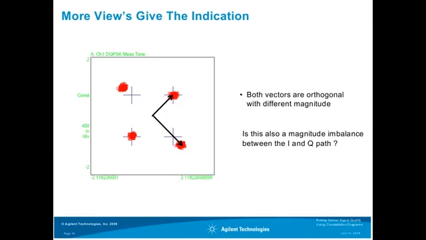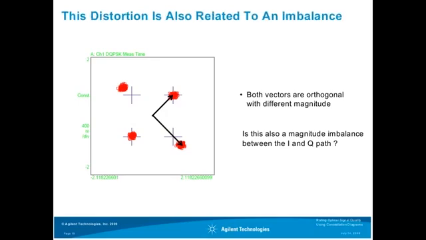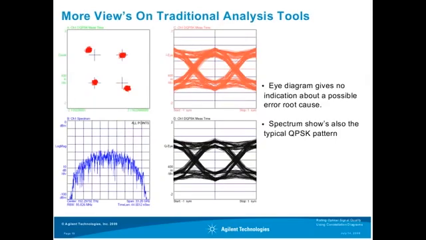Here's another kind of distortion. If you have a first look at this distortion, you might think also this is related to a kind of imbalance or amplitude imbalance. As you can see here, the vectors have different amplitudes, and they are clearly orthogonal, and this could lead you to a wrong assumption. So let's go to the next step of the analysis.